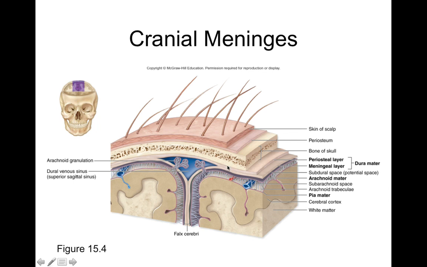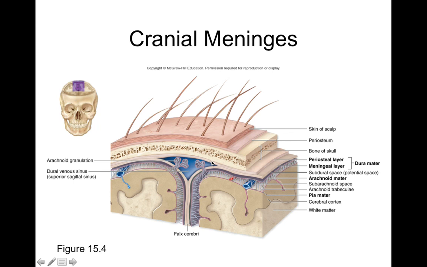So what are those three layers, you guys? What's the outside tough layer here? Dura mater, and then we got our arachnoid mater and our pia mater. Good. Now there's a little bit more to it though. We can add on to that, right? So there's two layers of dura. What's the layer of dura that's right against the bone?